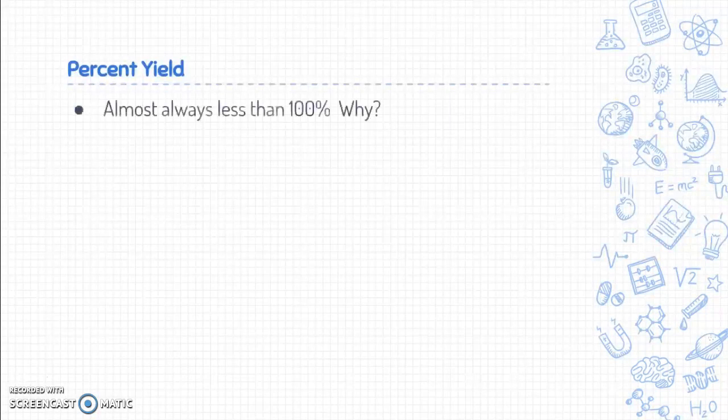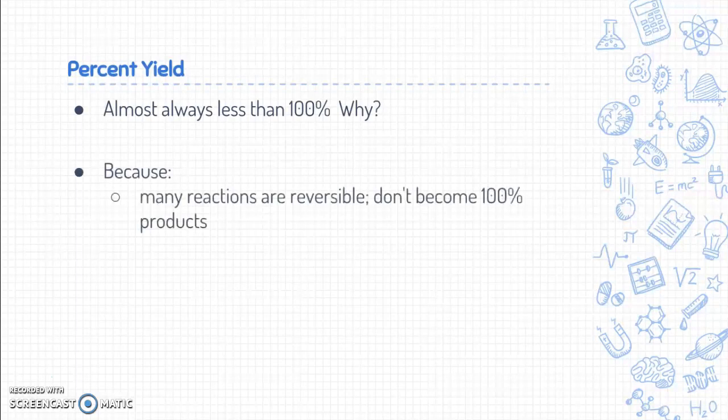Lastly, you'll find that in class and in industry, percent yield is almost always less than 100%. And there are about 3 reasons why. One is because many reactions are reversible. We always think of them as straightforward, going the forward direction, but many of them will go backwards at some point, reaching equilibrium, which we'll cover in another unit.